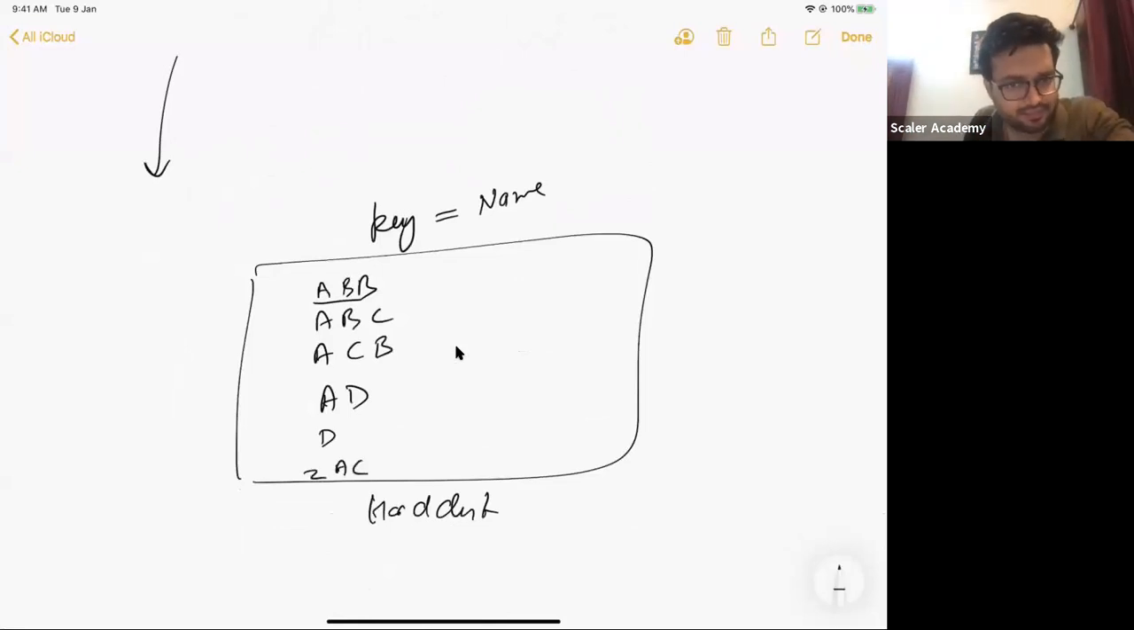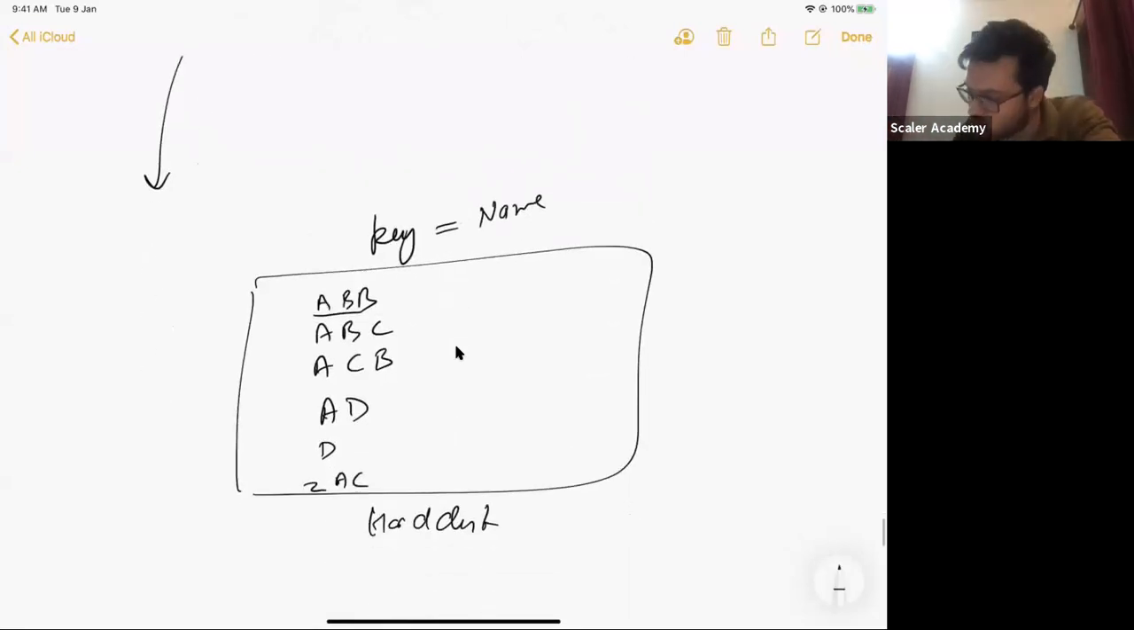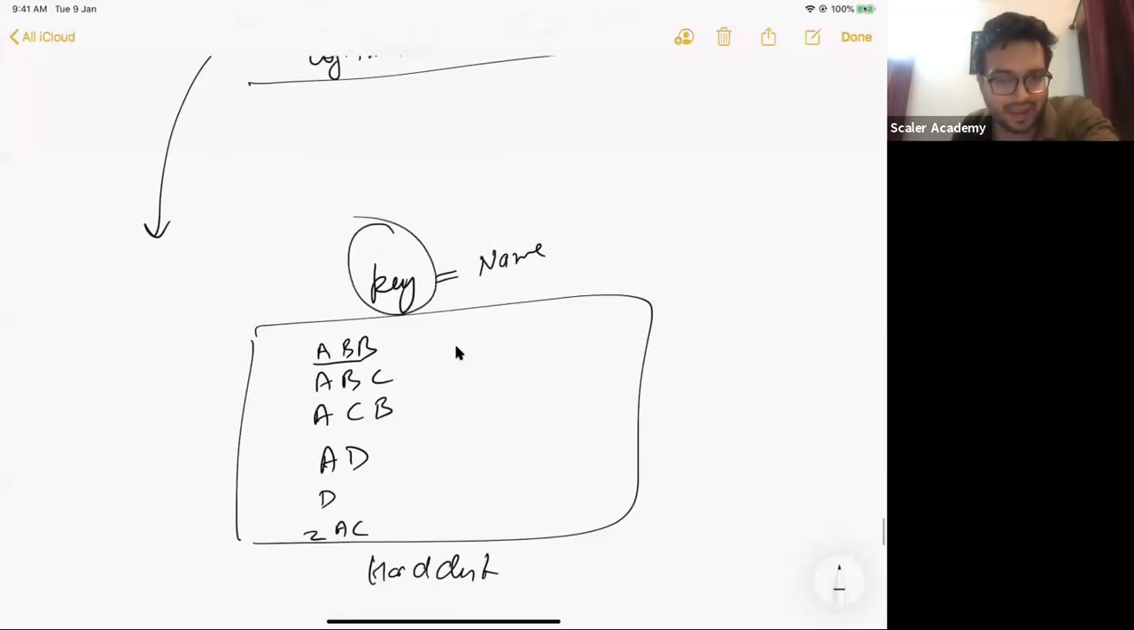Does that make sense? I'm not going to detail how this is actually happening, but just appreciate that LSM trees allow you to store data in a DB in a sorted order based on one key that you supply. Does that make sense to everybody? Now we are going to appreciate why LSM trees are so important.